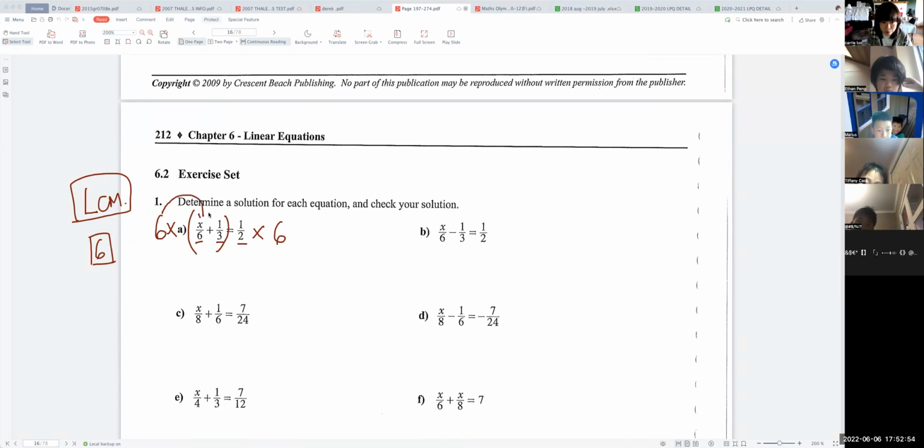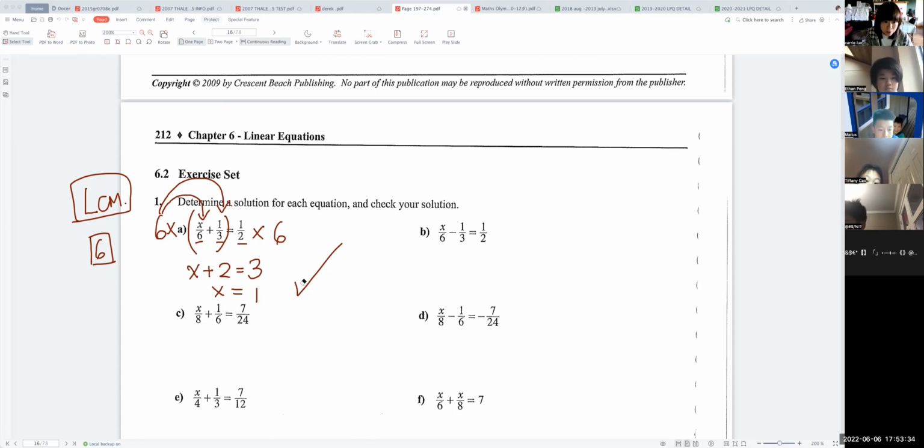So 6 times x over 6 equals what, Tiffany? Equals 1x. Very good. And 6 times 1 over 3 equals what? Equals 2. Very good. Half times 6 equals what, Tiffany? 3. Very good. So could you please tell me x equals what? x plus 2 equals 3, so x equals 1. Very good. Good job, Tiffany. Get it? Is it easy? Yes.